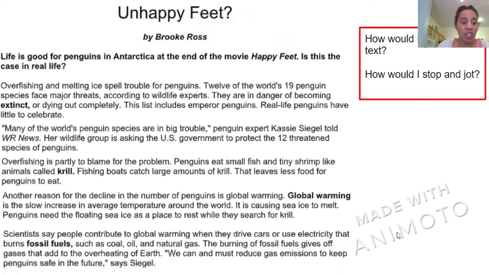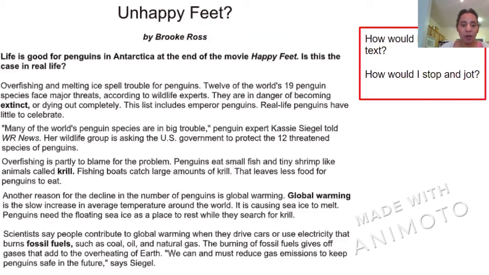All right, guys, last chunk. Scientists say people contribute to global warming when they drive cars or use electricity that burns fossil fuels such as coal, oil, and natural gas. The burning fossil fuels gives off gases that add to the overheating of Earth. We can and must reduce gas emissions to keep penguins safe in the future, says Siegel.